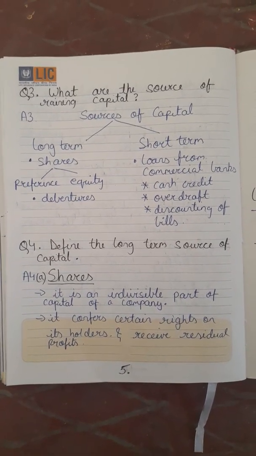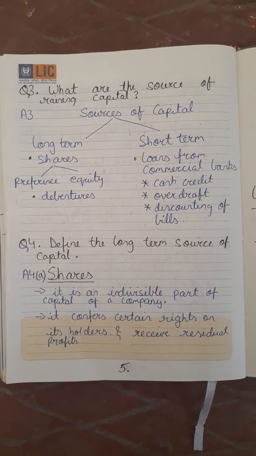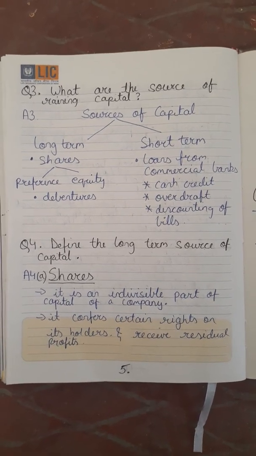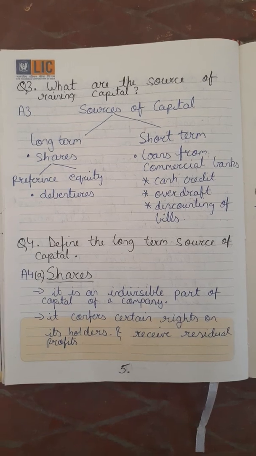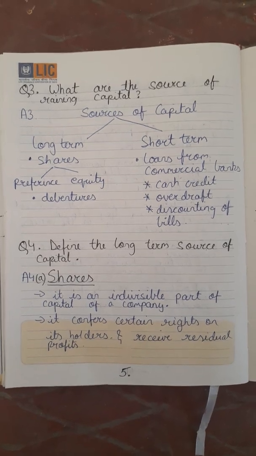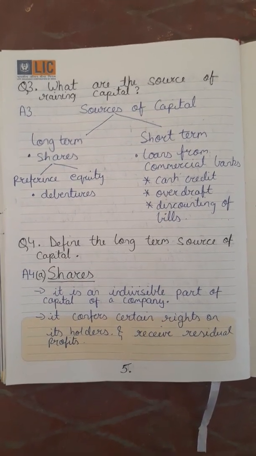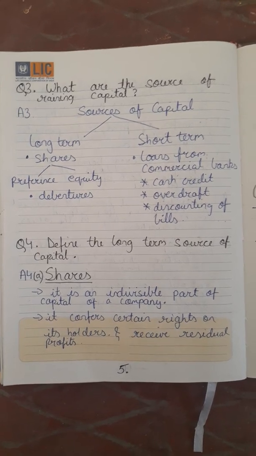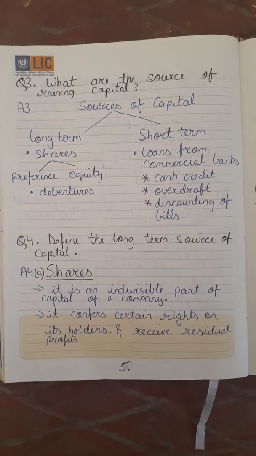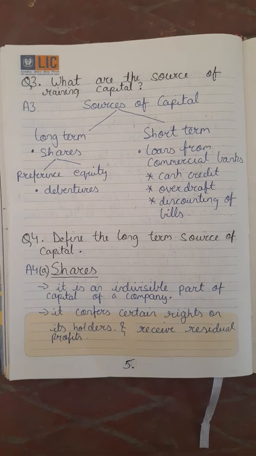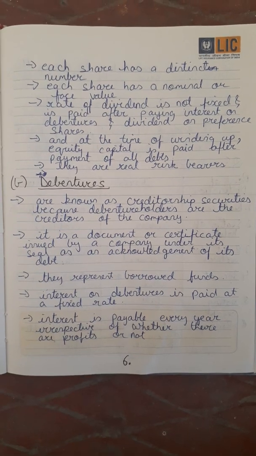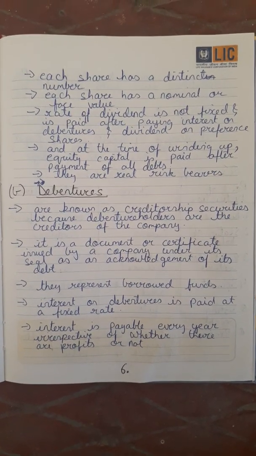Long-term source of capital. A company can raise money through shares. But what are shares? A share is an indivisible part of the capital of a company. The people to whom shares are issued are called shareholders. Thus, shareholders have certain rights and they receive residual profit. Residual profit means leftover profit is distributed among the shareholders. Each share has a different number and has a nominal or face value.